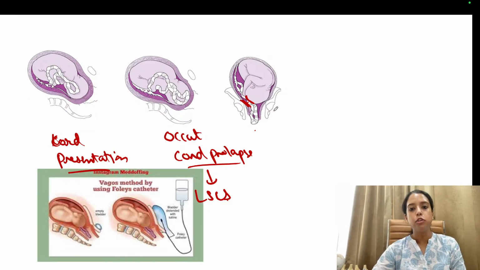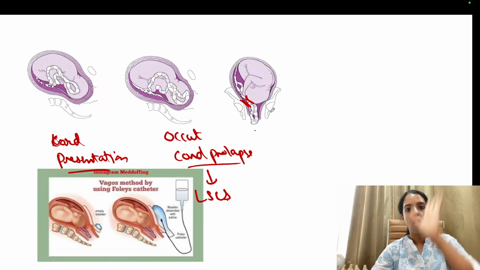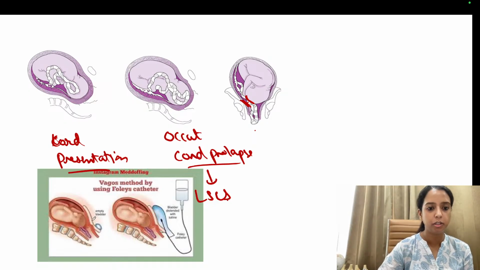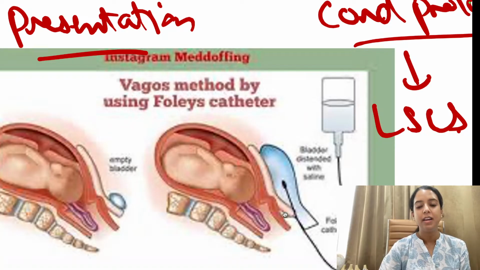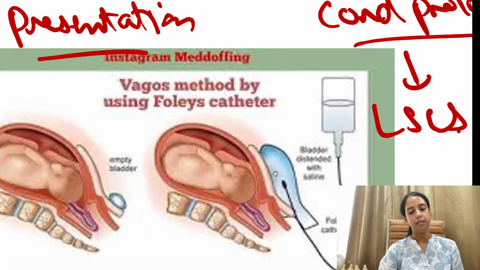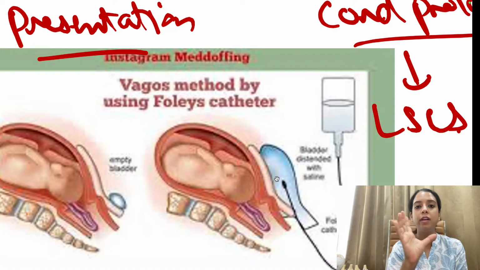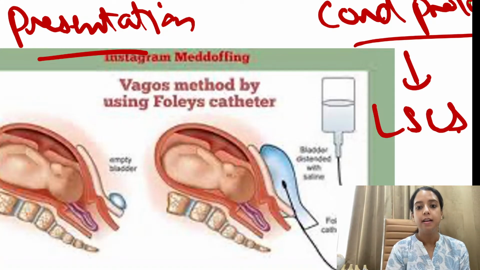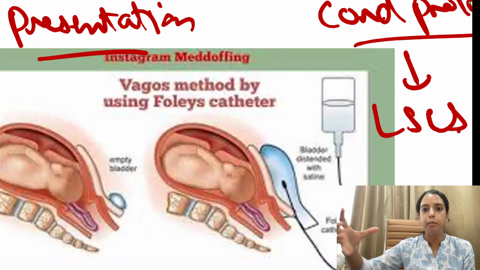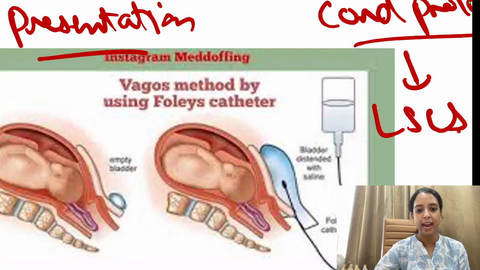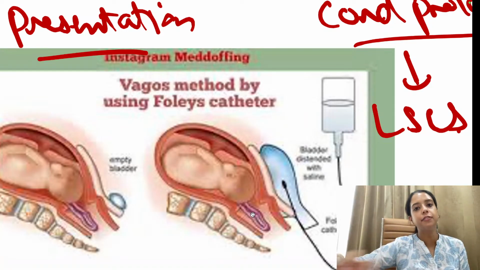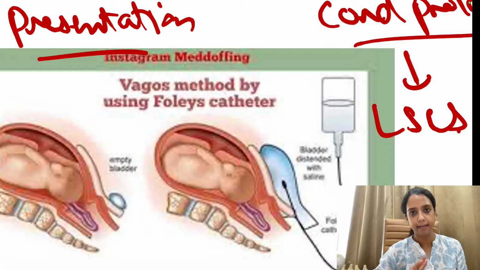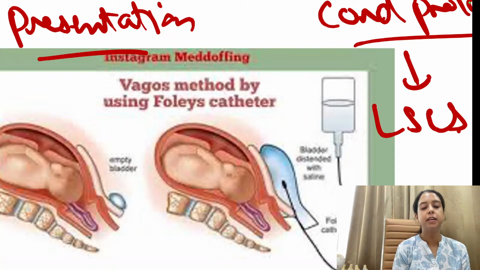One is by pushing the fetal head above, or Vago's method. If you get this image, can you see this image? The cord loops are coming out. Now the bladder is being filled. Bladder is filled with almost 400 to 500 ml of saline, and that filled bladder will push the head above. Once the head is pushed above, the pressure on the cord will be relieved for some time while you are transferring the patient to the cesarean. So it is a temporary method to relieve compression.